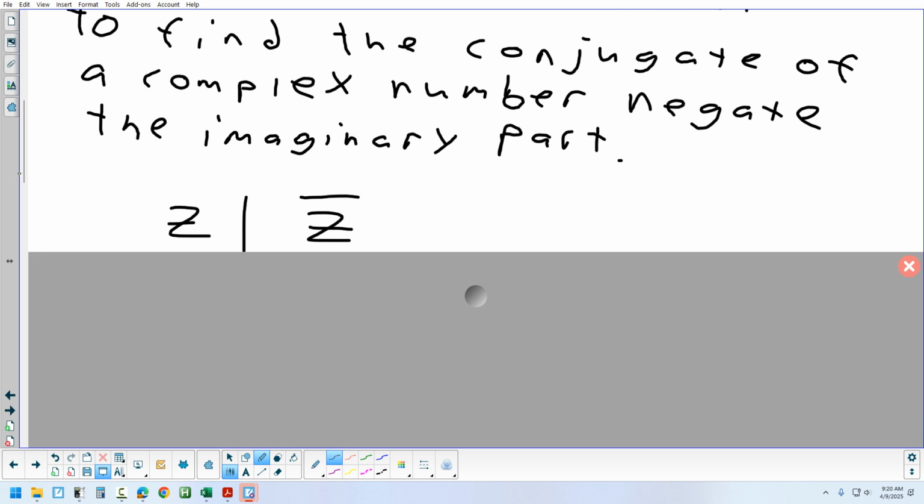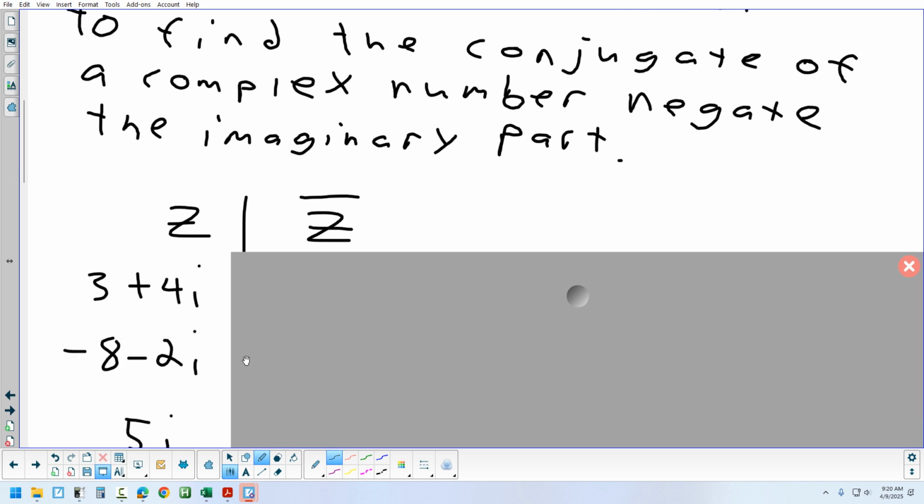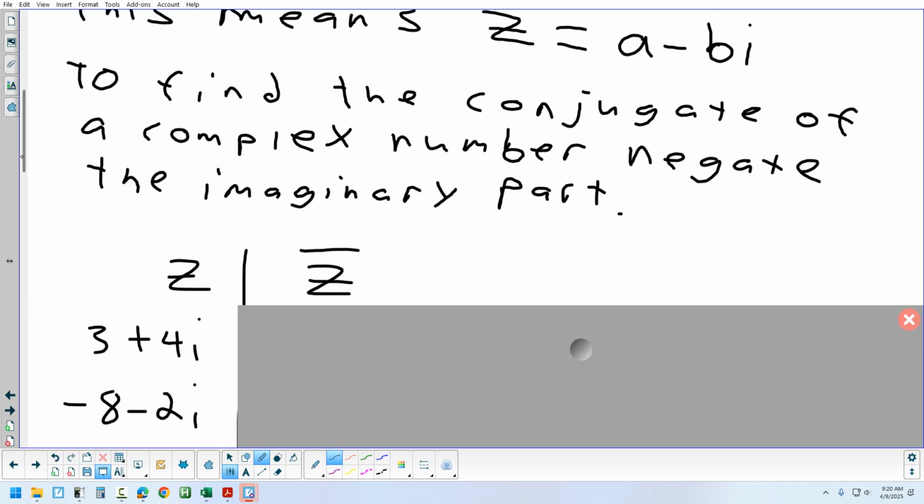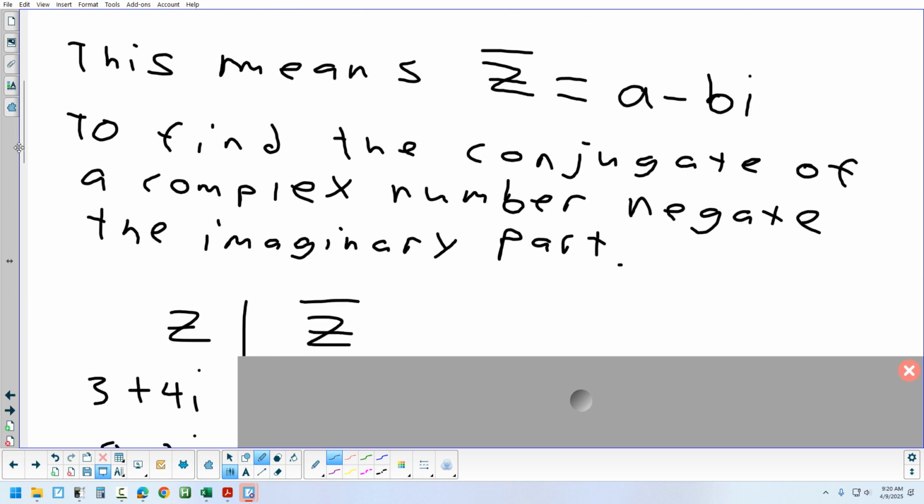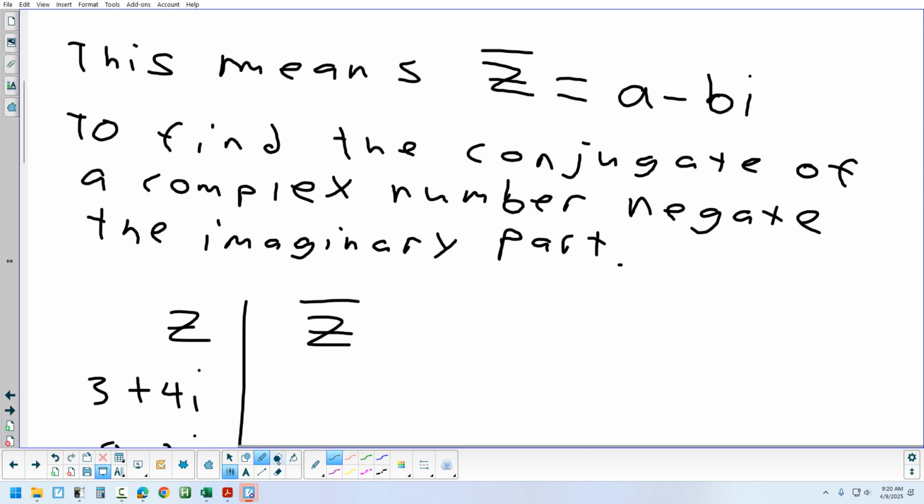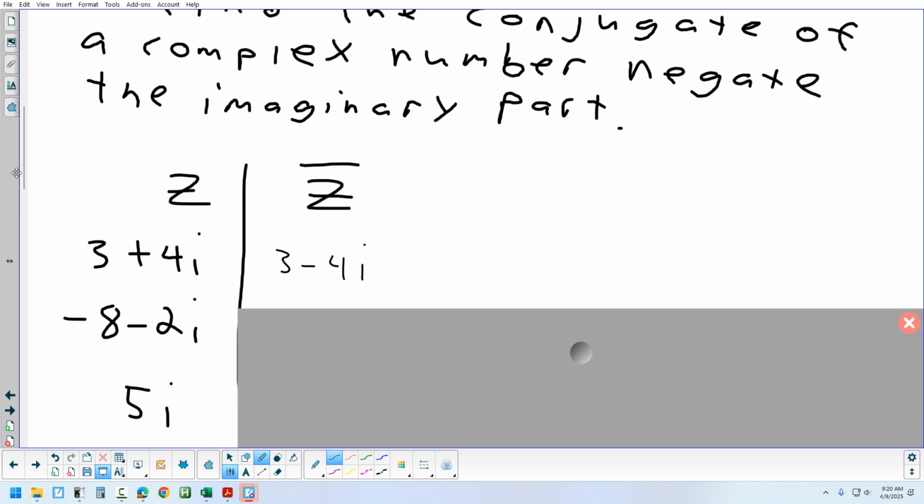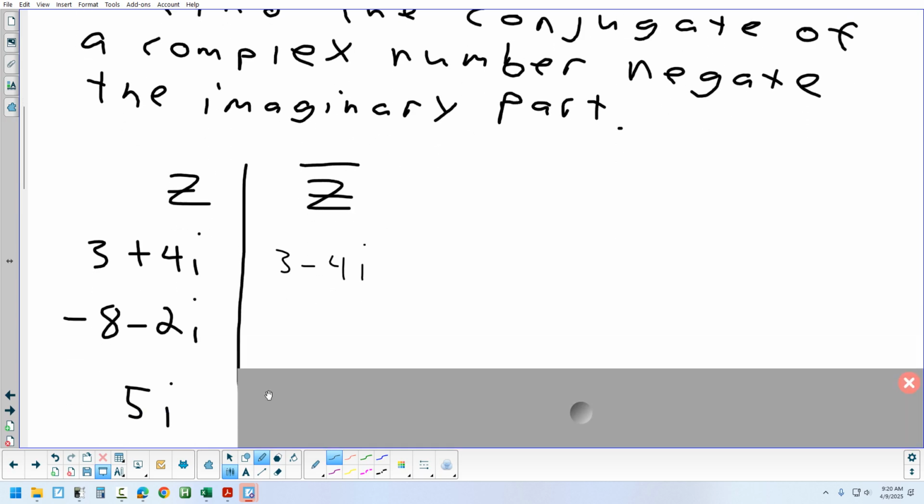Okay, so I've got a chart. We'll look at some complex numbers, and then we'll look at their conjugates. Let's start with 3 plus 4i. What do you think the conjugate of 3 plus 4i is? Yeah, 3 minus 4i. Yep. All right. How about the conjugate of negative 8 minus 2i? Yeah. Negative 8 plus 2i.